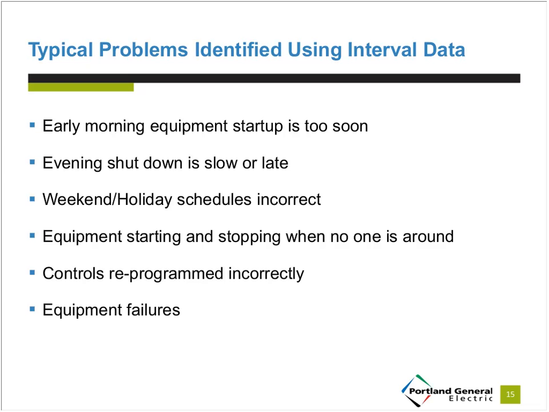You can determine when equipment starts and stops too soon or when no one's around. You can determine if some equipment is controlled or has been reprogrammed incorrectly. And if you see a droppage in usage, you can determine if a piece of equipment is actually failing. So there's all kinds of things that you can look at with interval data that gives you visibility that you wouldn't normally have looking at your monthly bill.